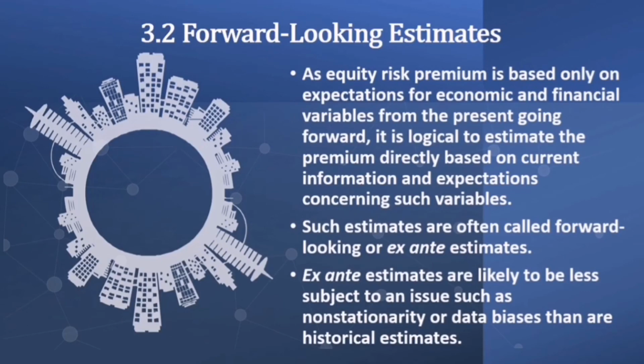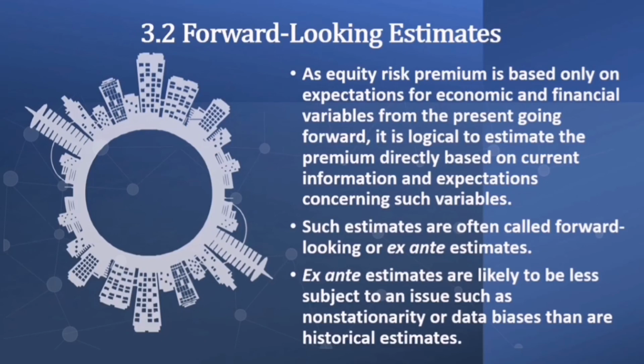So today I'm going to present about forward-looking estimates. As equity risk premium is based only on expectations for economic and financial variables from the present going forward, it is logical to estimate the premium directly based on current information and expectation concerning such variables. Such estimates are often called forward-looking. Forward-looking estimates are likely to be less subject to an issue such as non-stationarity or data bias than are historical estimates.